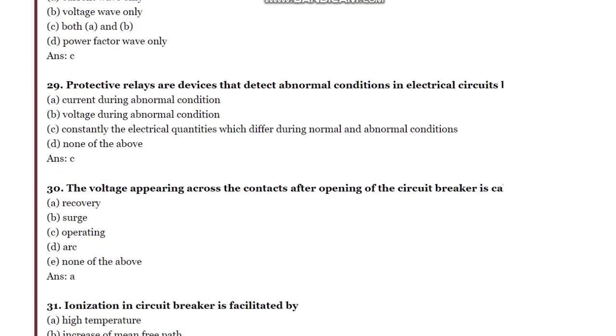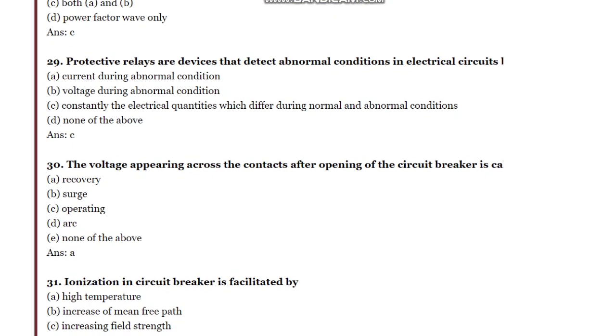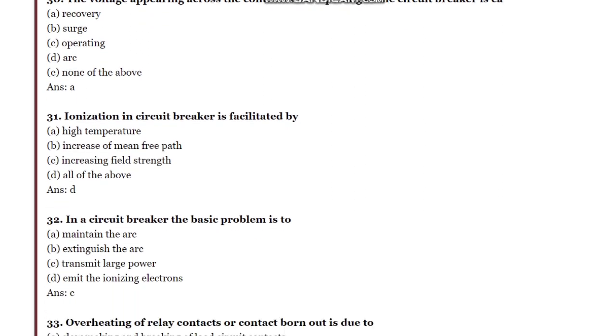Protective relays are devices that detect abnormal conditions in electrical circuits by measuring what? Constantly the electrical quantities which differ during the normal and abnormal conditions. The voltage appearing across the contacts after opening of the circuit breaker is called which type of voltage? It is recovery voltage. That is the first option.